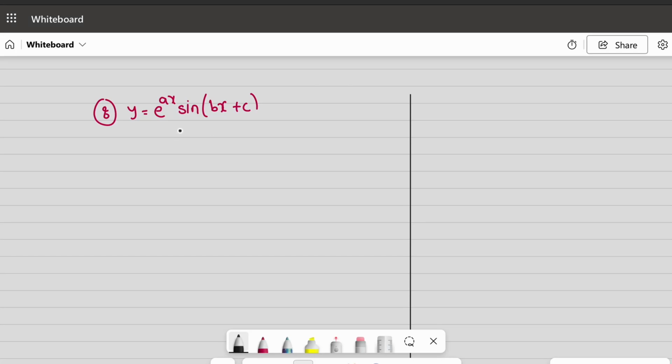Hello guys, let us solve one more standard function in this video, that is y equal to e power ax into sine of bx plus c. Here, in this standard function, we have a combination of two functions, that is, it is not a single function, so it is not easy to derive as before.